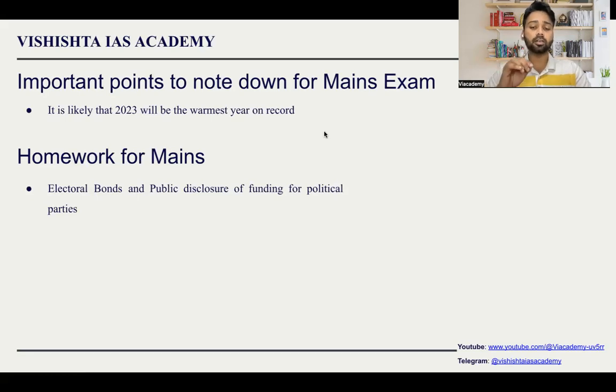A basic controversy related to the electoral bond scheme is public disclosure of the funding. When people fund a party, it is not publicly disclosed how much is given by whom to which party. So the question is whether we should have disclosure or keep it undisclosed because it concerns the privacy of the people. These are the kinds of points you need to analyze. Do a little work on it.